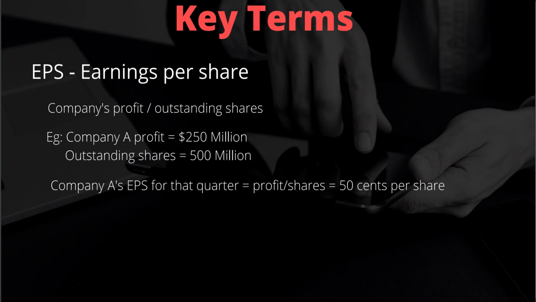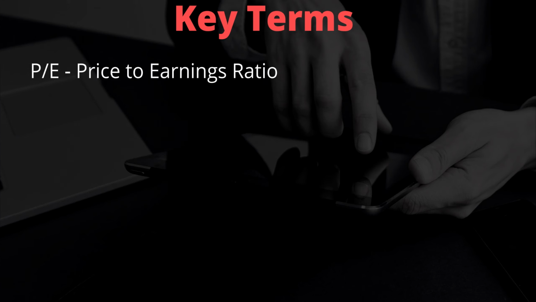Let's say a company A makes a profit of $250 million in a given quarter and it has 500 million outstanding shares. So that company's EPS for that quarter is $250 million divided by 500 million, which is 50 cents per share. Two, price to earnings ratio.